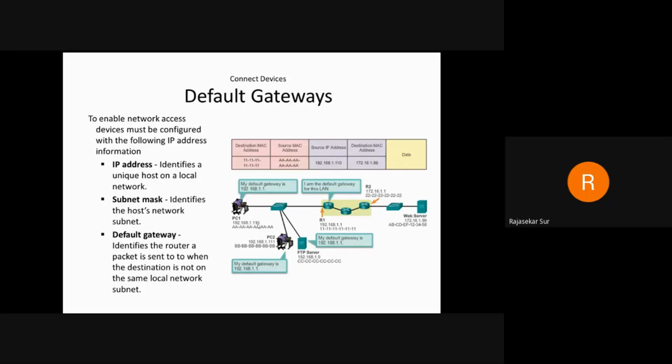192.168.1.110. This is the IP address. So this is a class C IP address. So now the subnet mask is going to be 255.255.255.0. Then for this machine, we have to fix the gateway.